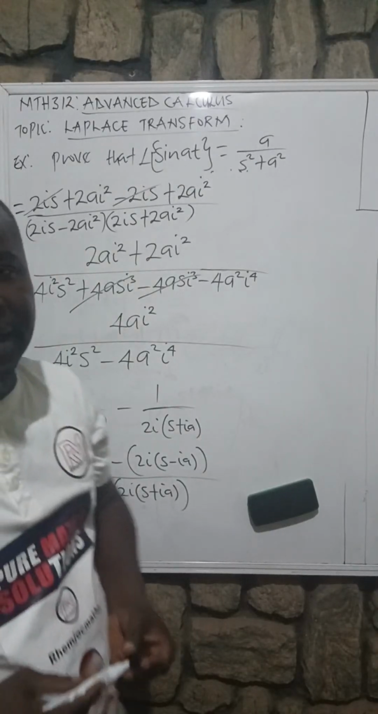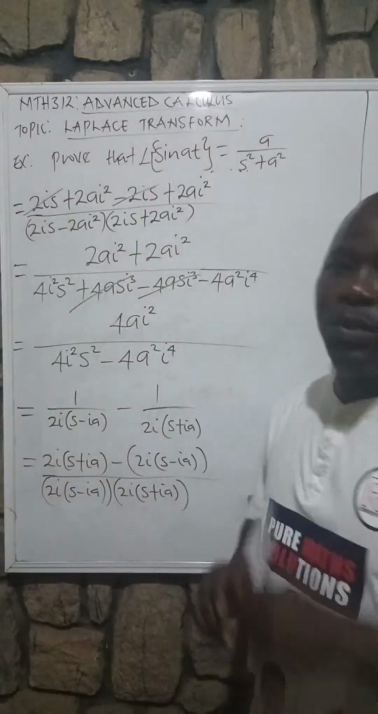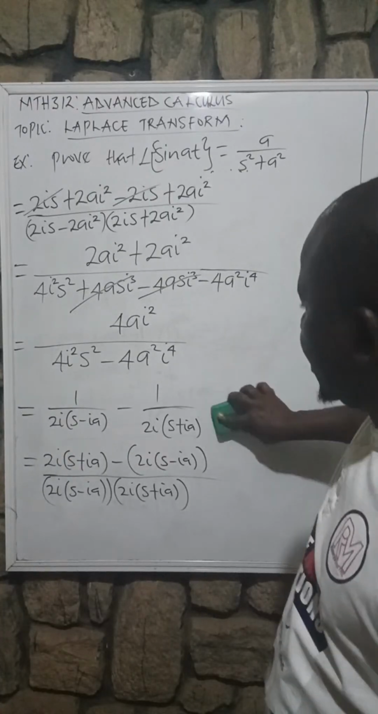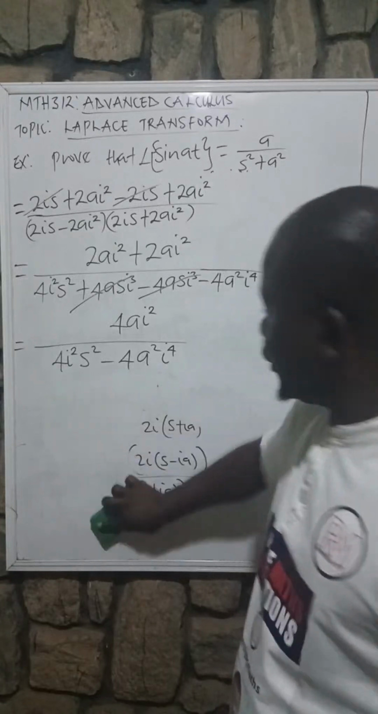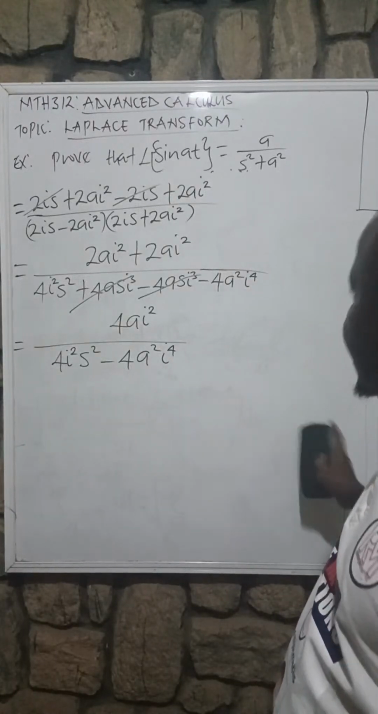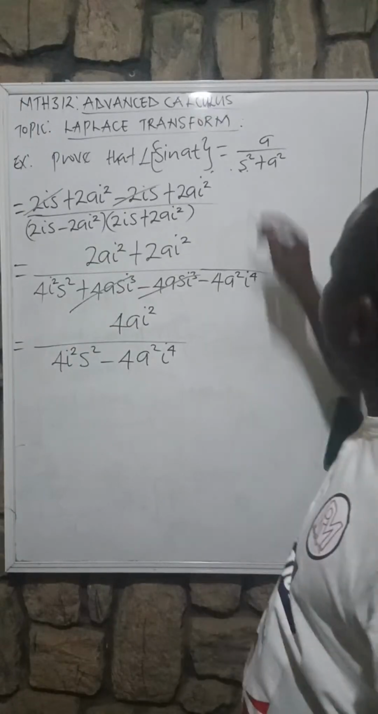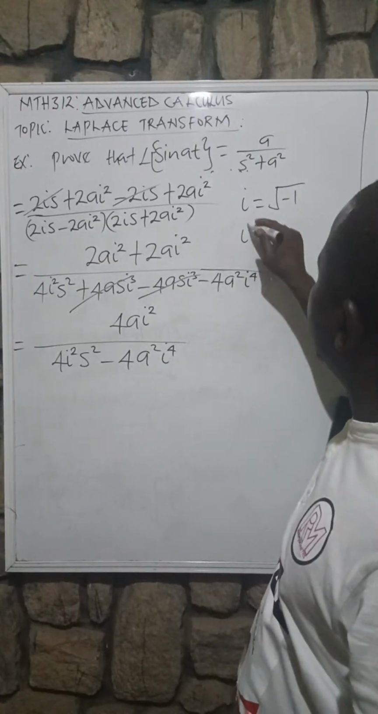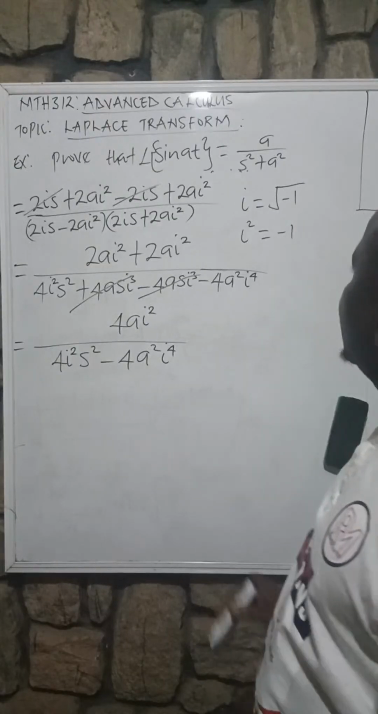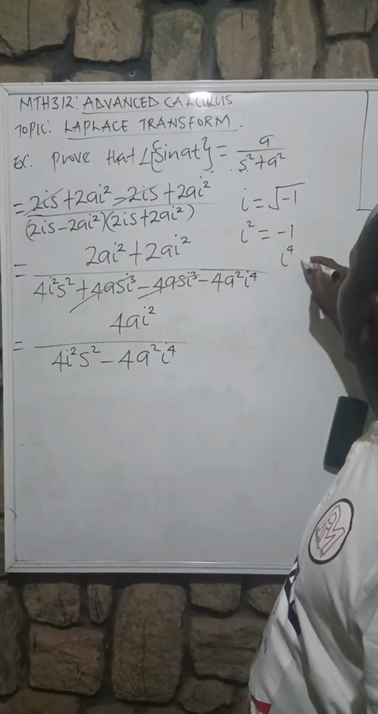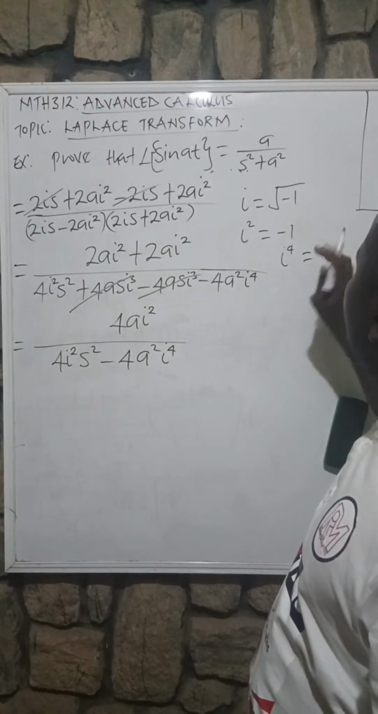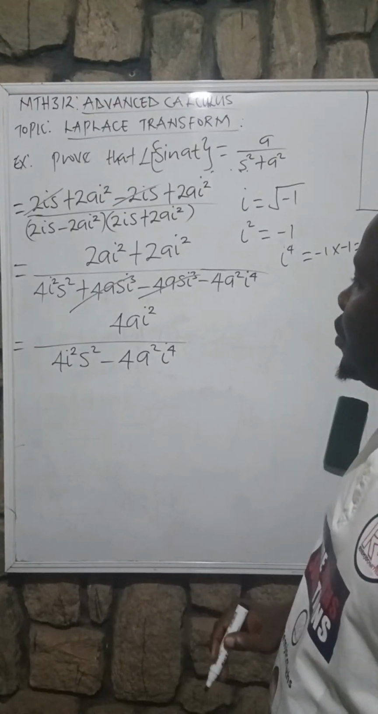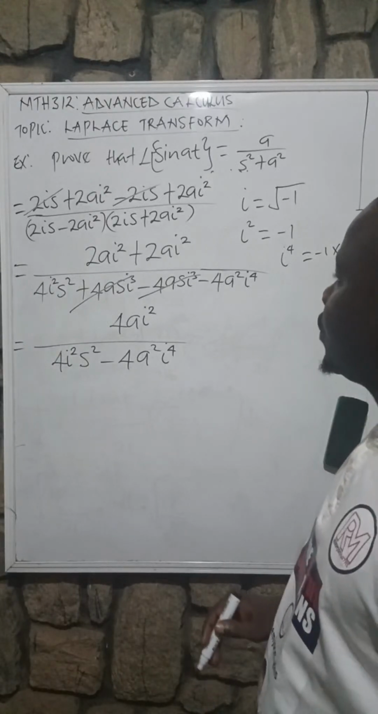Okay, so at this point, I want us to go back to complex analysis. That is your first semester advanced algebra, right? You know very well that in advanced algebra, i is equal to square root of minus 1, then it means i squared is equal to what? Minus 1. So if we are having i raised to power 4, this is the same thing as minus 1 times minus 1 to give us plus 1. True or false? Yeah, it's true.